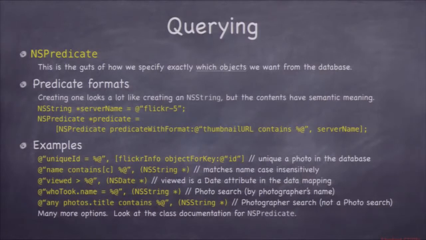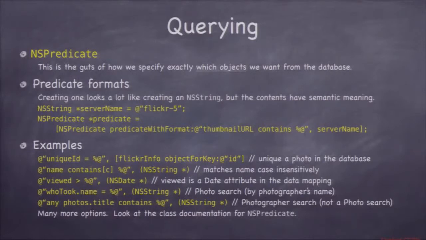Obviously, you have equals. So you can say unique ID equals %@, maybe the Flickr photo's unique ID. You can say name contains[c], that means contains case insensitively. You can have greater than and less than. So if I had a date property called viewed, I could say if viewed is greater than a certain date, like today's date minus 24 hours, or whatever.